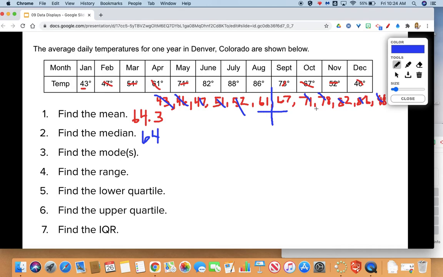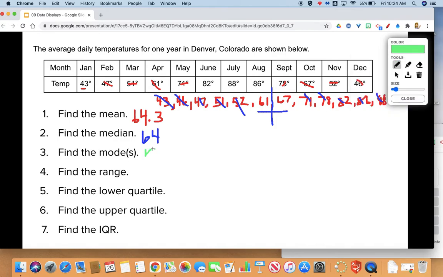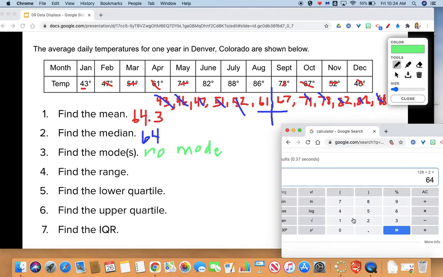I don't believe I had a mode. I didn't see any numbers that repeat. Oh, yeah, I had 82, 86. Those are not the same. So I'm going to say no mode for mode. None or no mode. My range, my maximum, 88, minus my minimum, 43. I got 45.